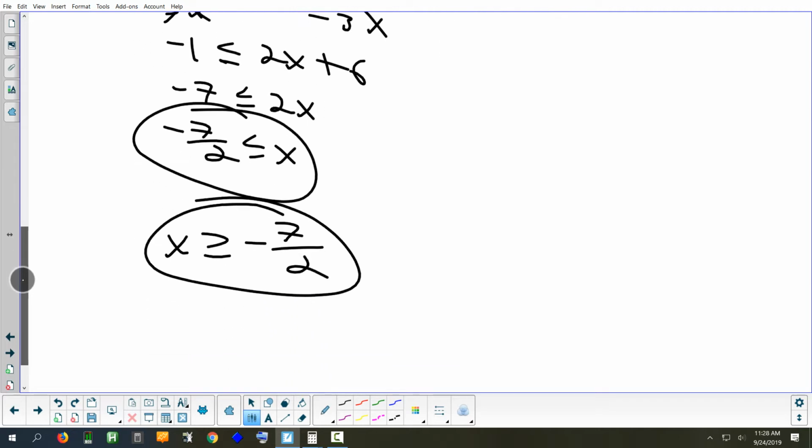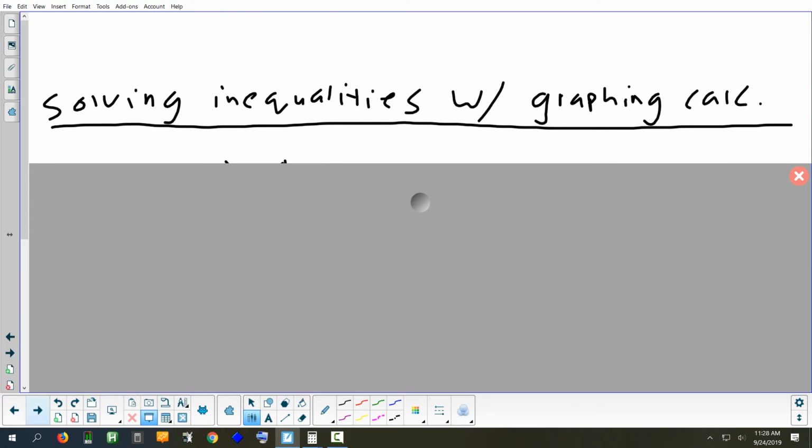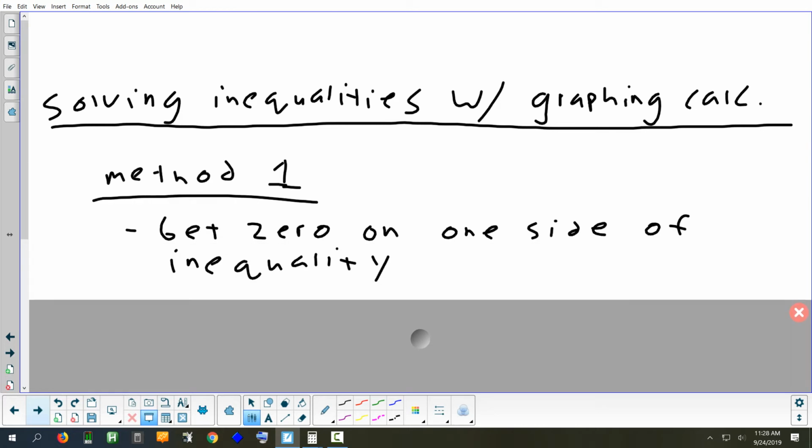Okay, so I know I'm going through it kind of quick, but again, I'm thinking most people have seen that stuff way back in Algebra 1 and Algebra 2. Probably not in geometry as much. Okay, so solving an inequality with a graphing calculator. There are 2 ways to do it. We'll try both. So one method is almost like you're solving a quadratic. Get 0 on one side.